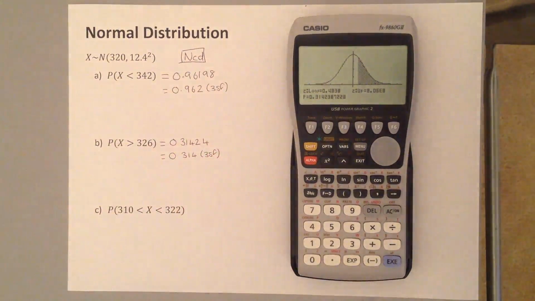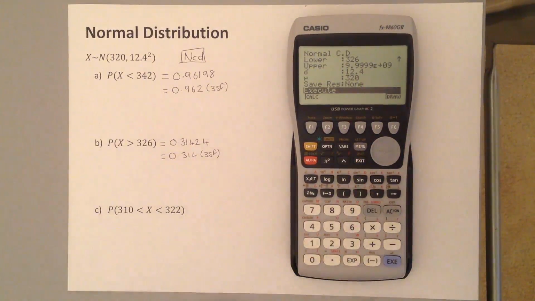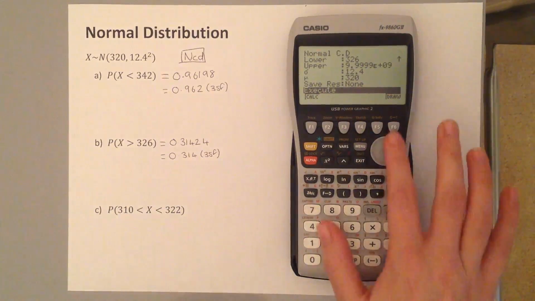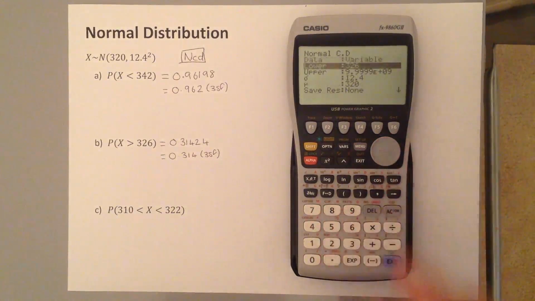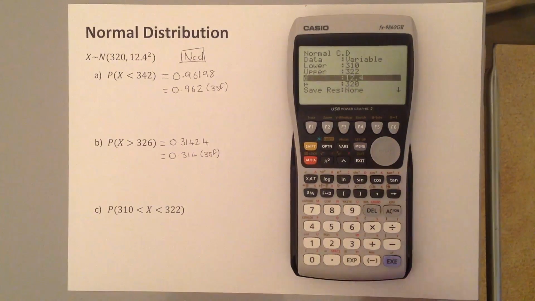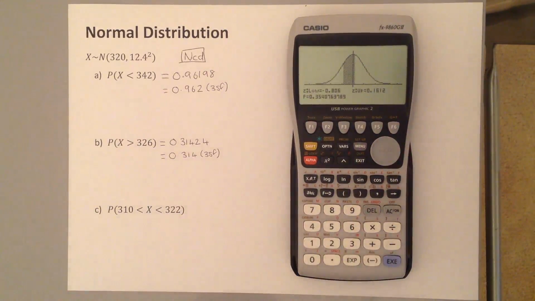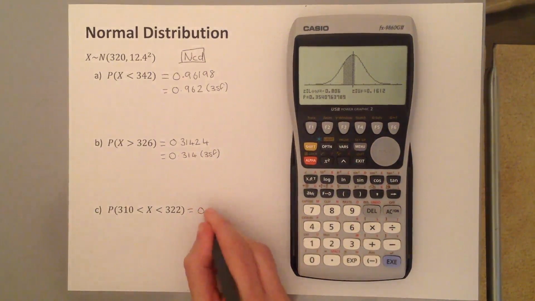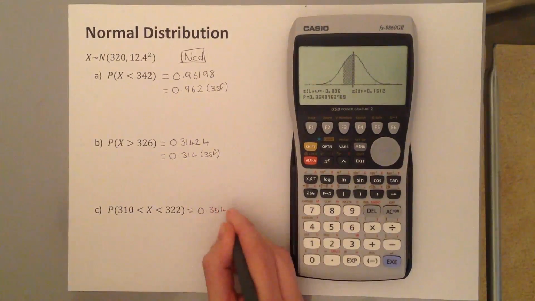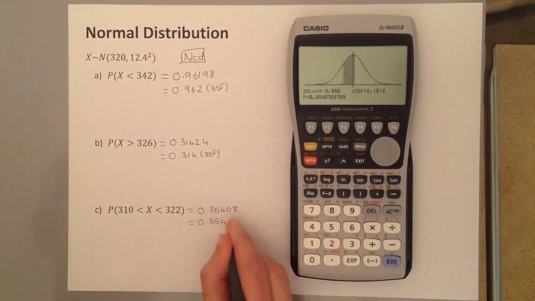Your final answer should always be to 3 significant figures, but if you need to use the probability to calculate something else, you must make sure it's more accurate. And the final example that I've got is between 310 and 322. So again, I need to change my upper and lower. So my lower is 310, my upper is 322. Again, the mean and standard deviation haven't changed. So if I select draw, I can see that my probability is 0.35408, which if I round to 3 sig fig is 0.354.